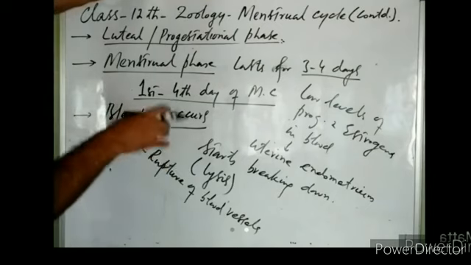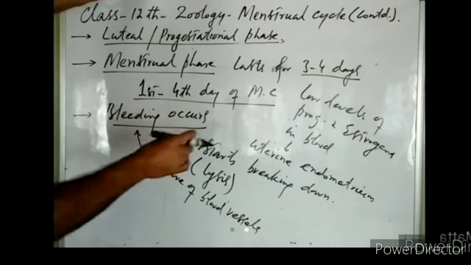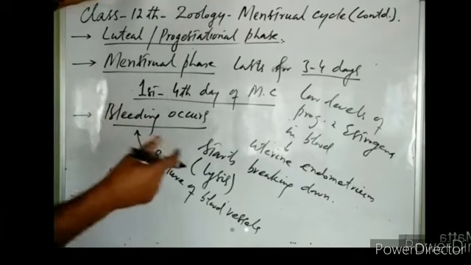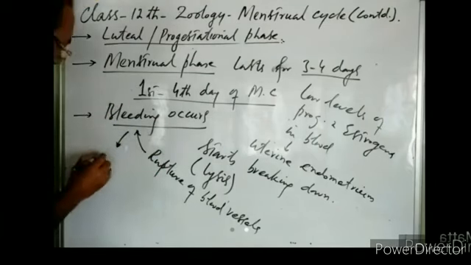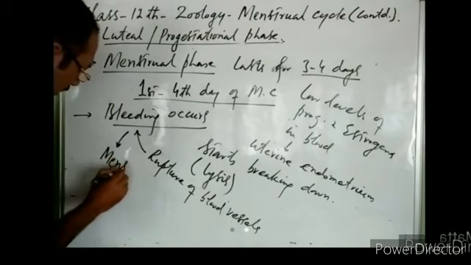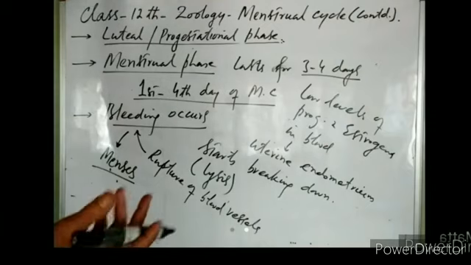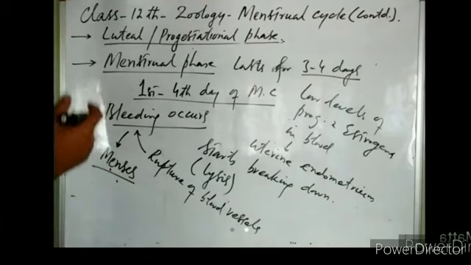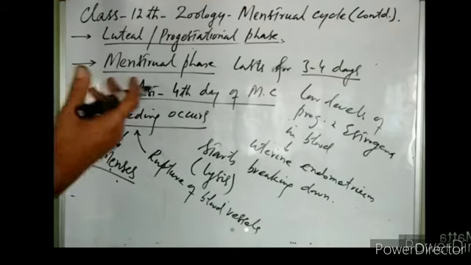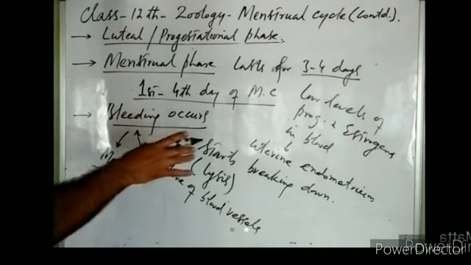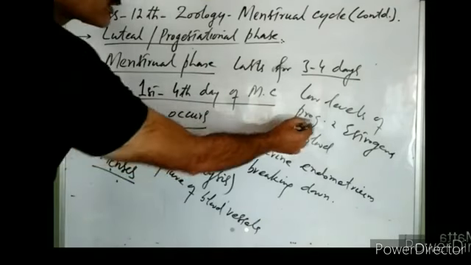This blood, along with unfertilized ovum and some ruptured tissues of the uterine endometrium, when it flows out from the female reproductive system, this flow of blood is known as menses. So that is why we call it menstrual cycle, because blood flows out of the female reproductive system, right? Due to non-fertilization of the ovum. So this is because of low levels of progesterone and estrogens.